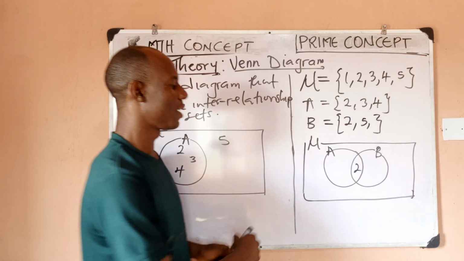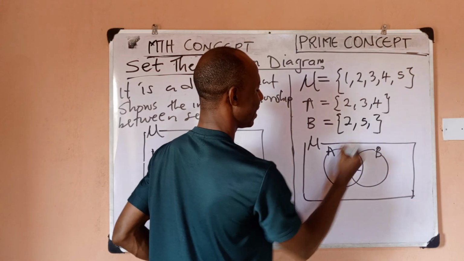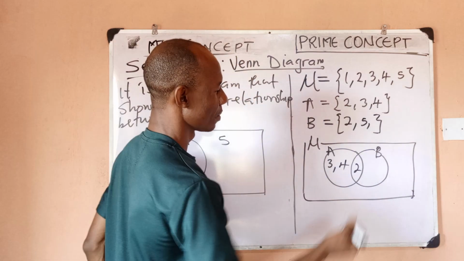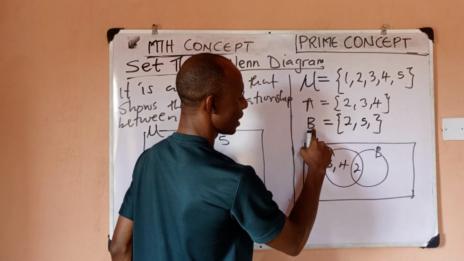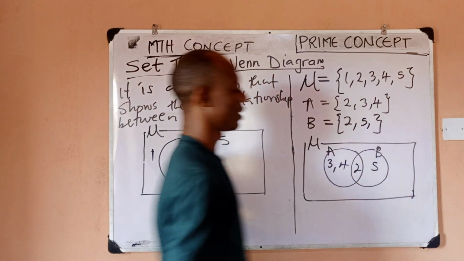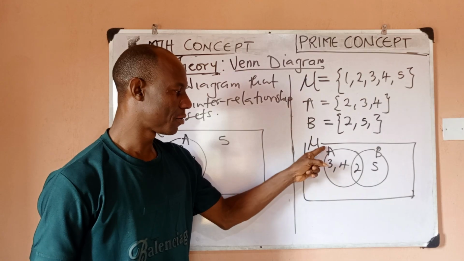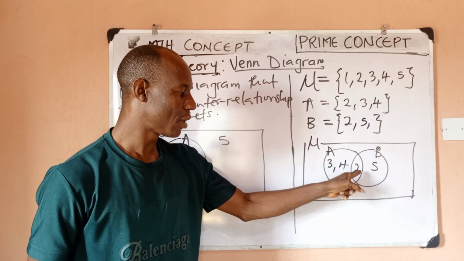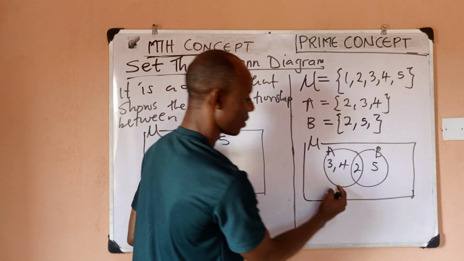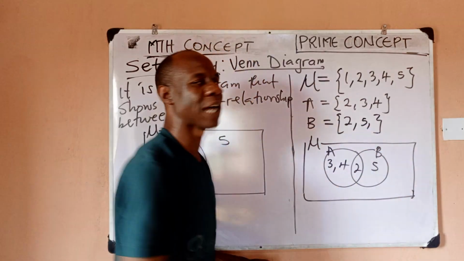Then let's go for A. Since we already have 2, which we have written, what is left in A? It is 3 and 4. What do we have for B? What you have left for B is 5. So you would see that we've written the elements for A, which is 3, 4, and 2. They are present in A, because this is a continuous circle. If you want to check the elements that are in B, you would have 2 and 5, right?